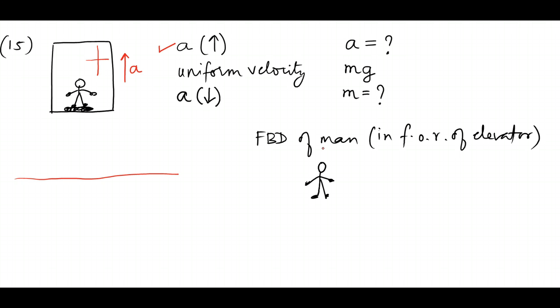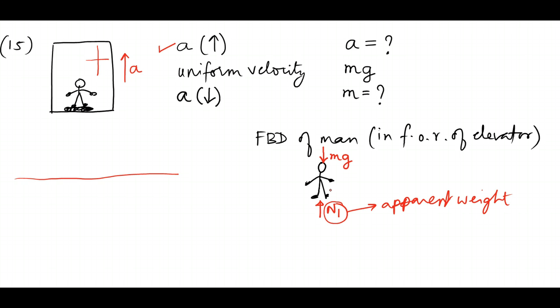The first very obvious force is the man's true weight, mg. The second force is the normal reaction N1, which is exerted by the elevator on the feet of the man. And this force N1 is actually the apparent weight as discussed earlier.